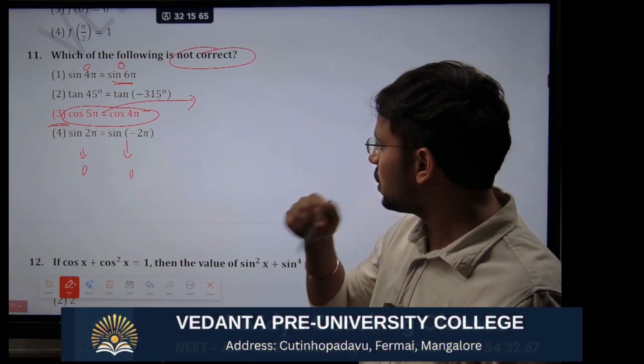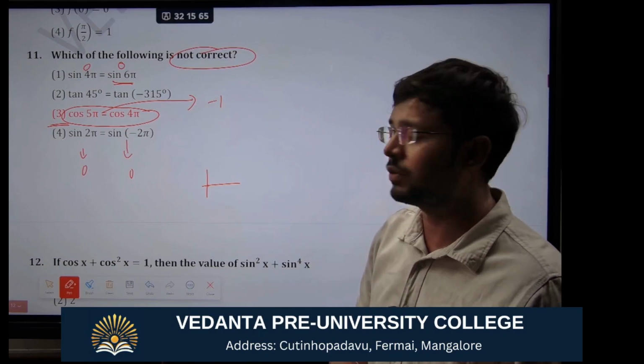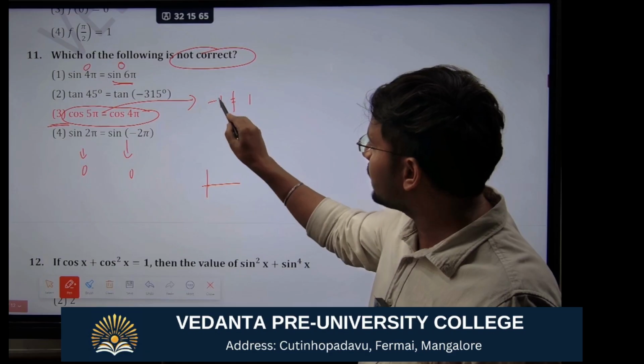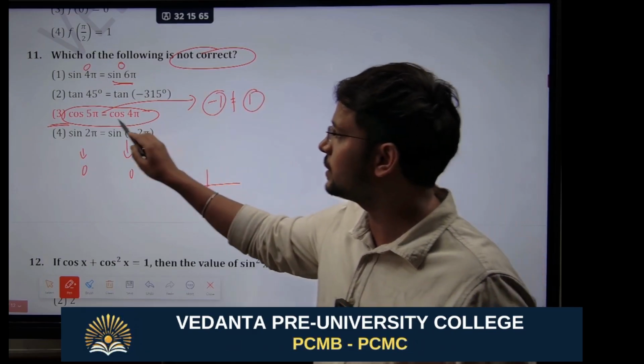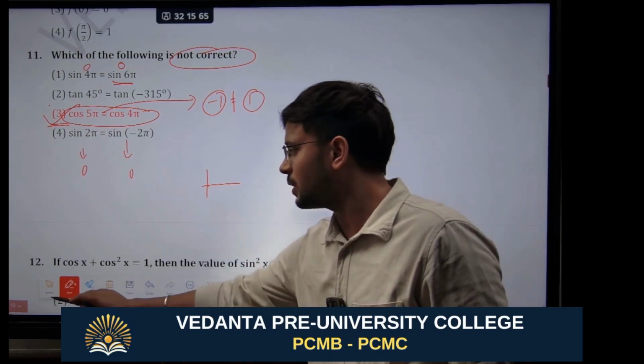As we know that cos 5 pi will be equal to minus 1. And what is the cos 4 pi? Cos 4 pi will be 1. And I know that minus 1 is not equal to 1. Means this option is not correct. So option number 3 is the answer. Understood?